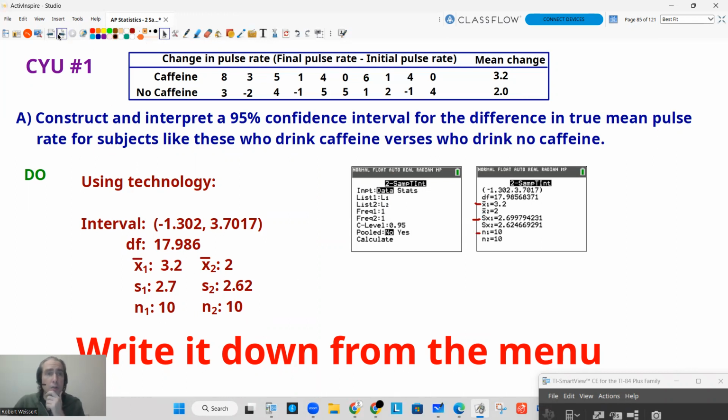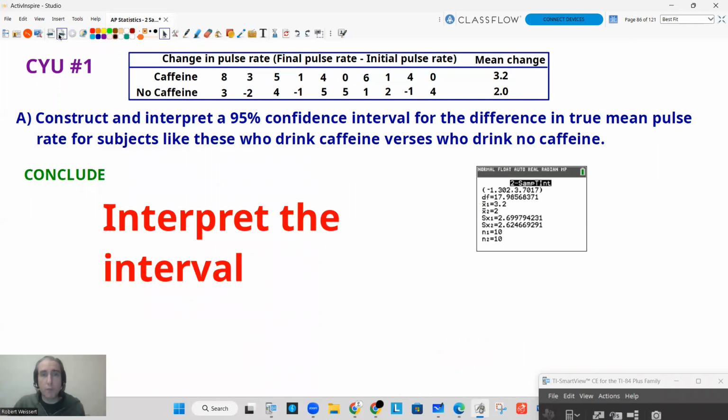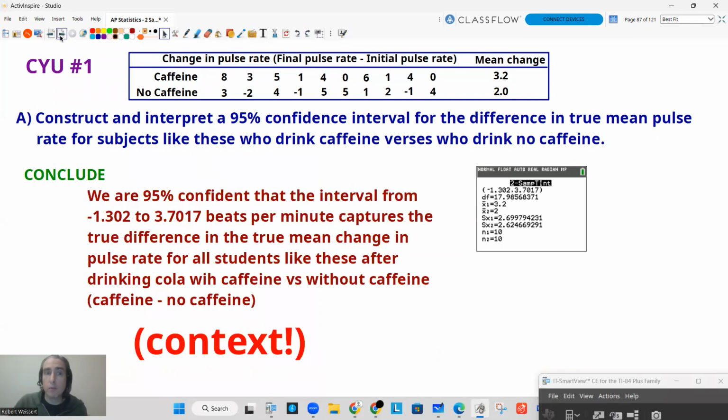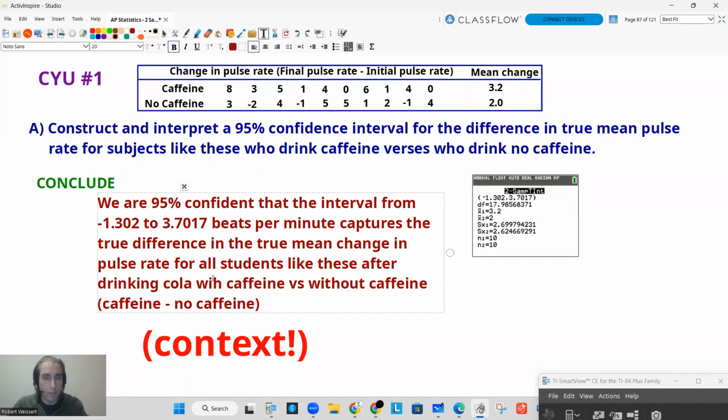And then finally, our conclusion. We've got to interpret that interval. So we are 95% confident that what? That the interval between negative 1.302 and 3.7017 beats per minute captures the true difference in the true mean change in pulse rates for students like these, after drinking cola with caffeine versus without caffeine. Oops, let's fix that typo.